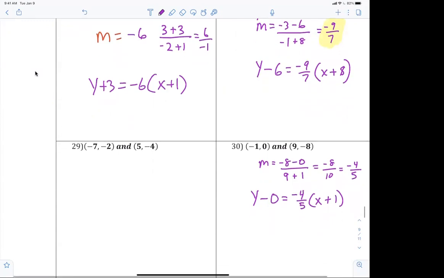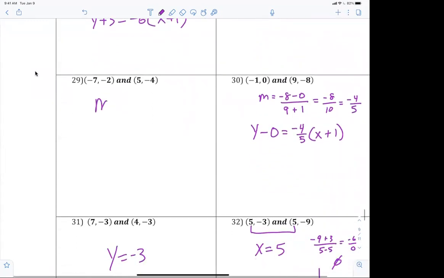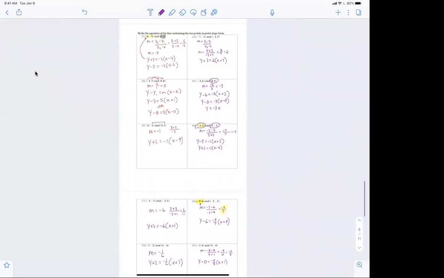All right, what's the slope? Did anybody else get -1/6? All right, go. Y plus 2 equals -1/6, parentheses x plus 7. Yeah, very nice. Now, come on. That was easy. All right, so now all 32 of those should be done.